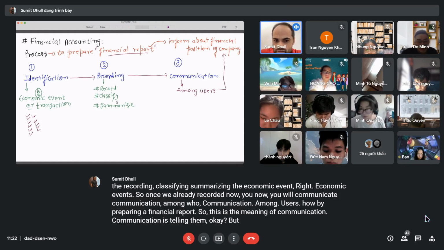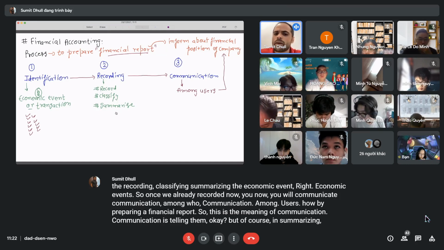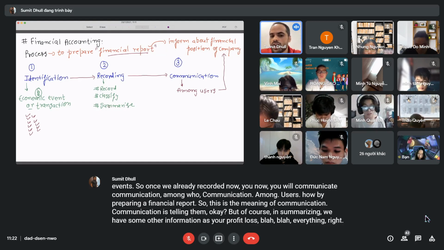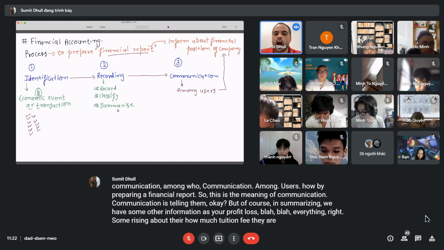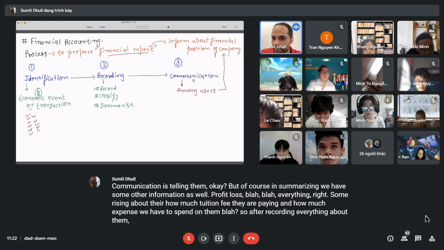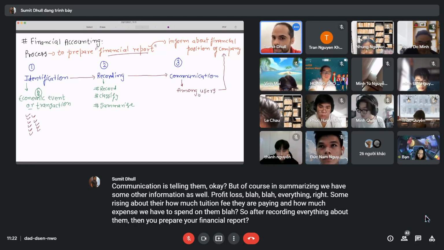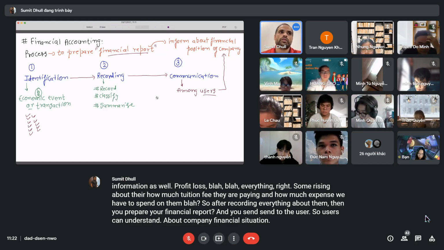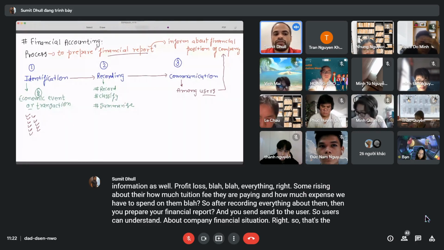But of course, in summarizing, we have some other information as well: profit, loss, everything, right? Summarizing how much tuition fee they are paying and how much expense we have to spend on them. So after recording everything about them, you prepare your financial report and send it to the users. So users can understand the company's financial situation. All right. So that's the idea behind financial accounting.